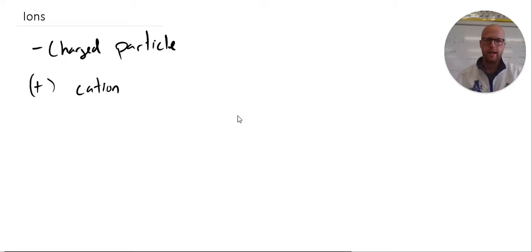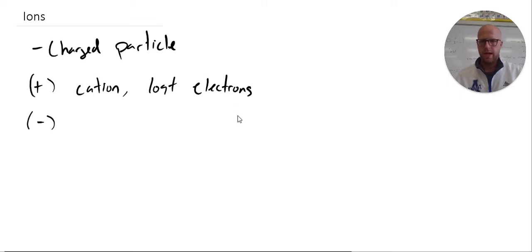Remember our way to say this: it's positive because it's a cation, and cats have paws, so it's a positive charge. If it's a cation, it has lost electrons. So it's a positive, it's a cation, it's lost electrons. If you have a negative ion, it's called an anion, and a negative anion has gained electrons.